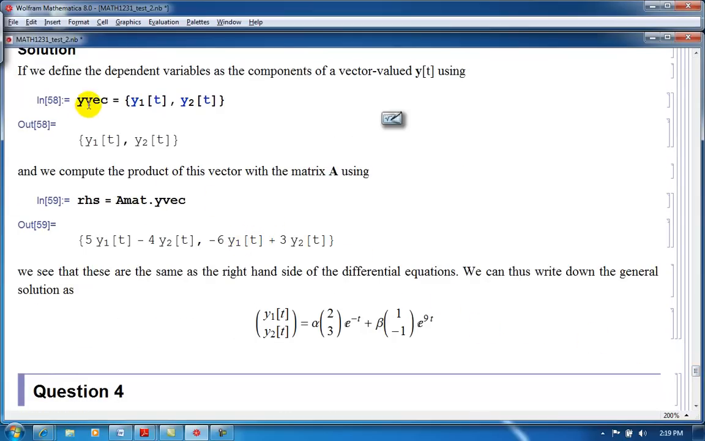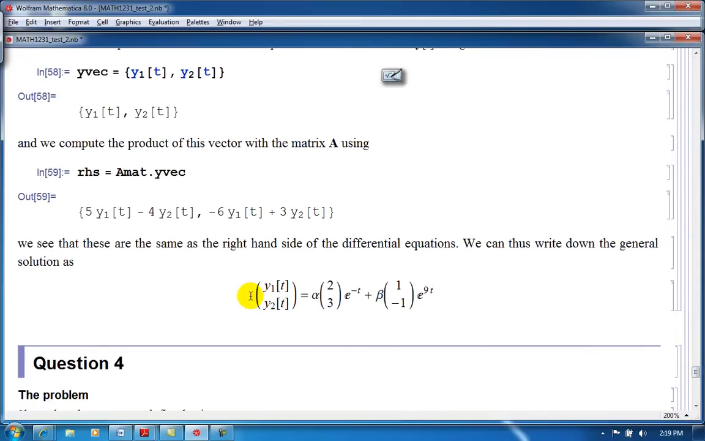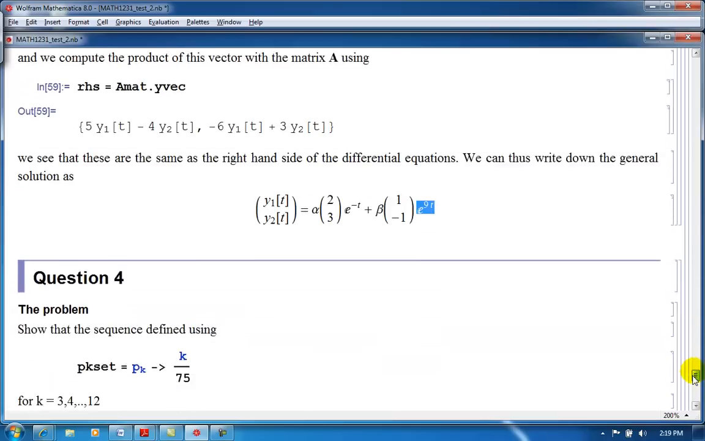is of the form, the derivative of this vector is equal to A times y, and the solution of that problem, which is this vector here, is given by a constant, alpha times the first eigenvector times e to the first eigenvalue times t, and then plus beta, the second constant, times the second eigenvector times e to the second eigenvalue times t. So that's the general solution to that problem.